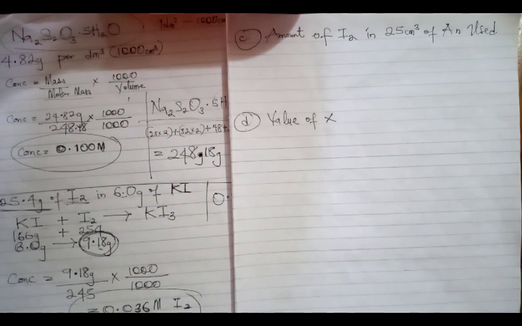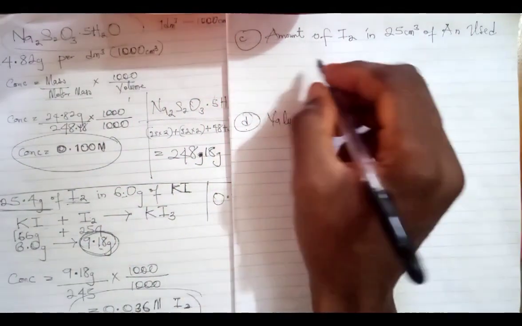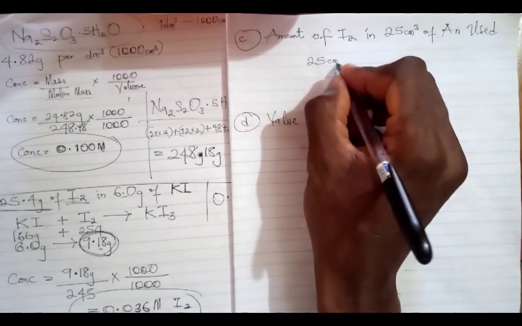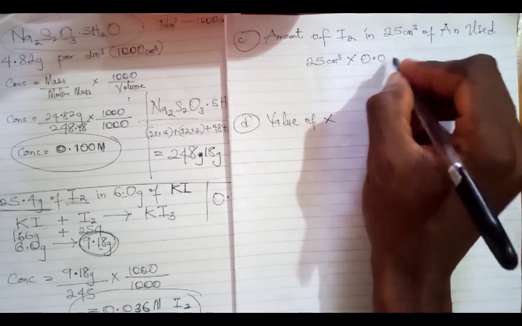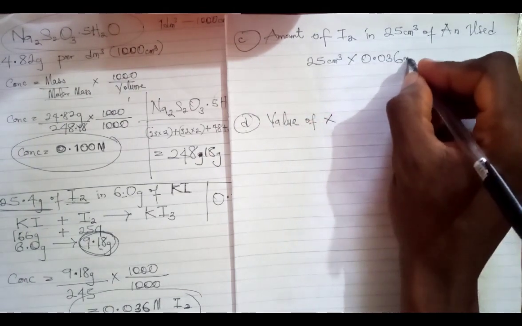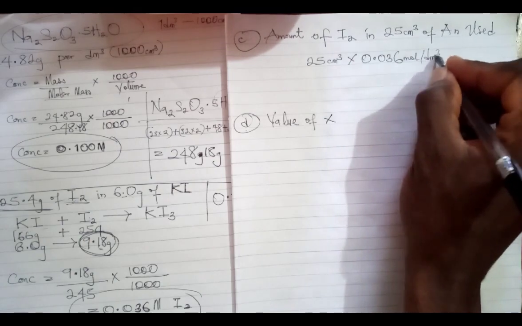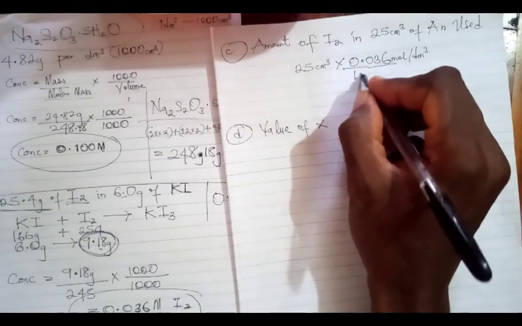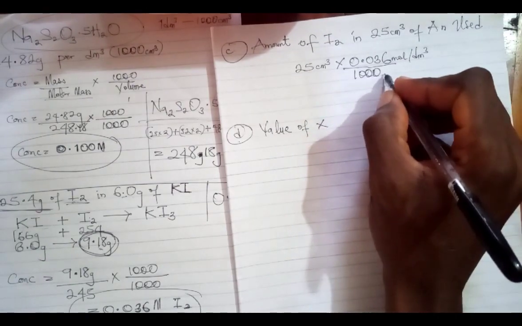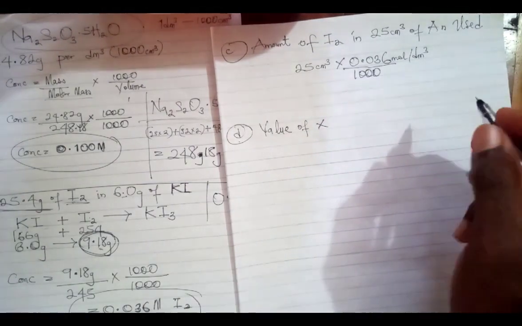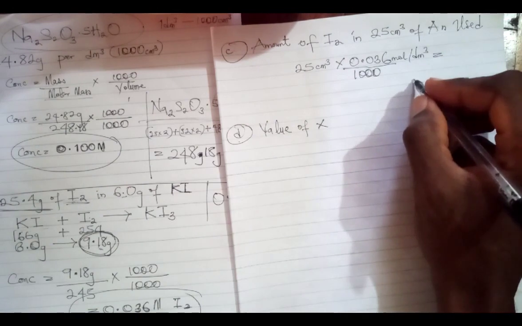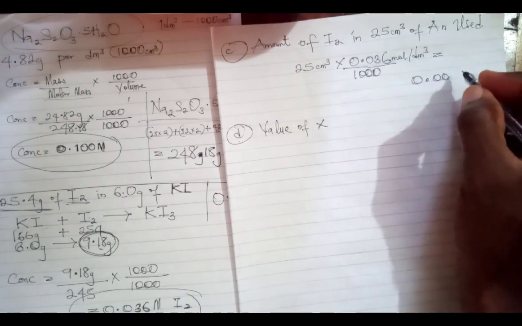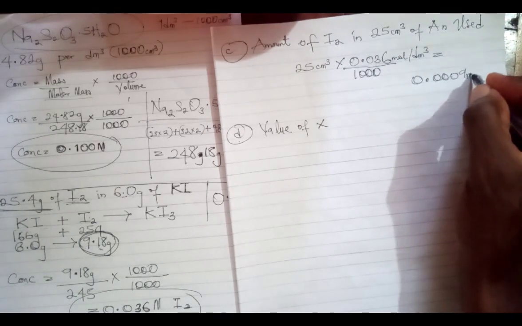Next on our list is the C part of it. To calculate the amount of iodine in 25 cm cube of AN measured, this is the formula. It's a very simple thing. The 25 cm cube of iodine times the concentration of iodine, which is 0.036 mole per dm cube over 1000. Okay, so when you do that, the answer you have will be 0.0009 mole.